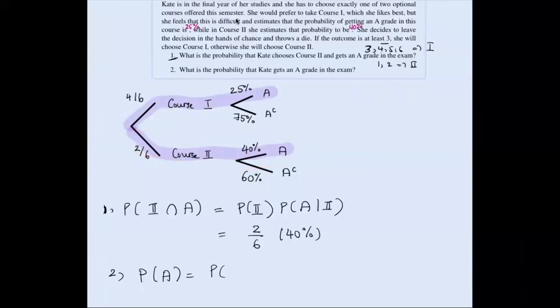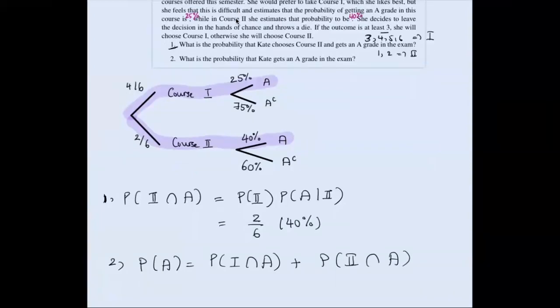So I see that the probability of A is equal to the probability of taking course 1 and getting an A plus the probability of taking course 2 and getting an A. And it should make sense because course 1 and course 2 partition your sample space. We got the probability that Kate takes course 2 and gets an A, which is the answer in part A.